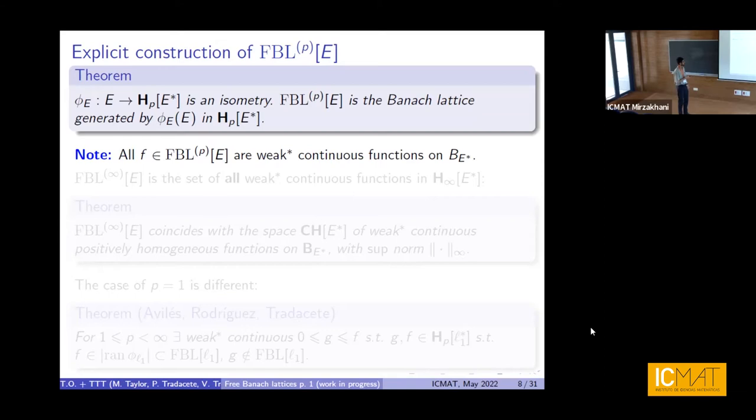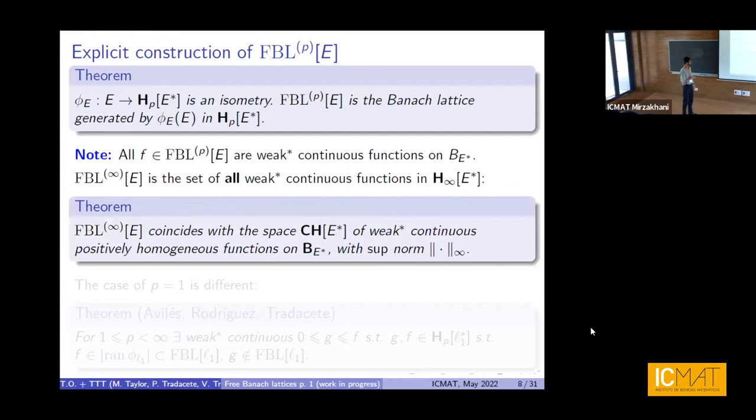Well, it turns out that when p is equal to infinity, FBL infinity, the free infinity-convex Banach lattice, will consist of all weak-star continuous functions in H infinity of E star. So I can state it actually as a theorem that FBL infinity coincides with the space which I denote CH of E star. This is the space of all weak-star continuous positively homogeneous functions on the unit ball of E star, equipped with the sup norm, with the usual infinity norm.